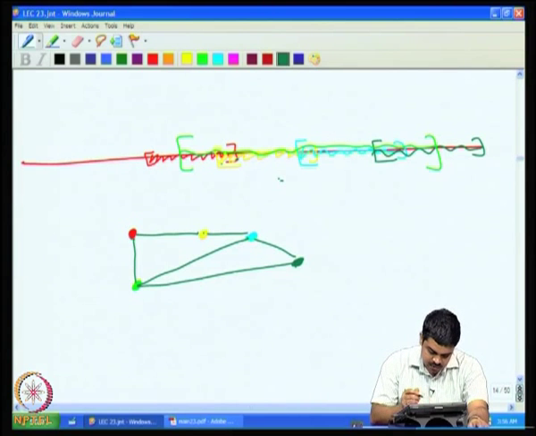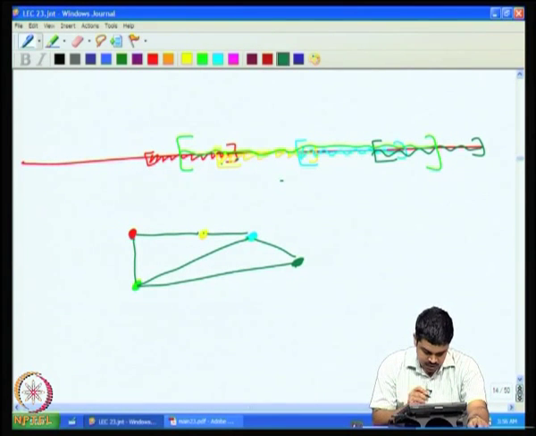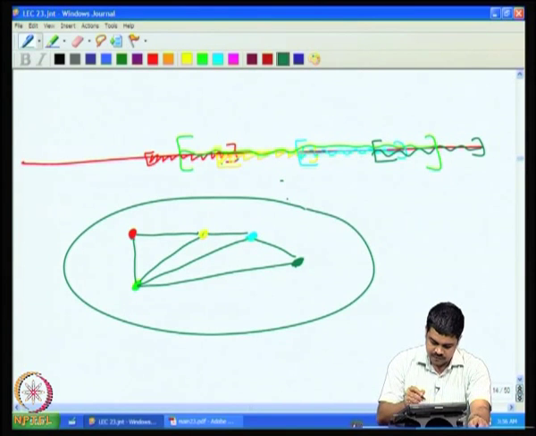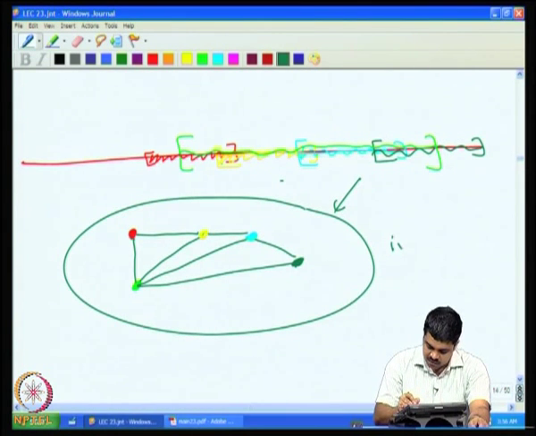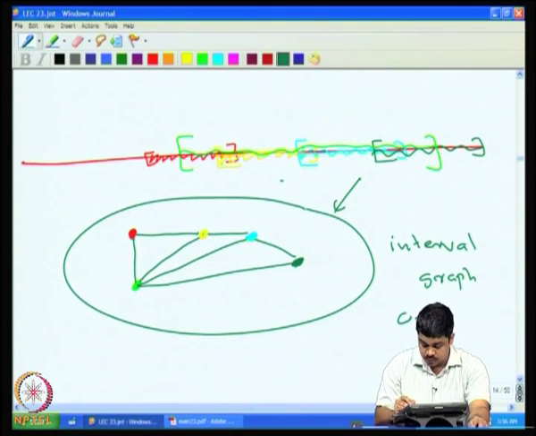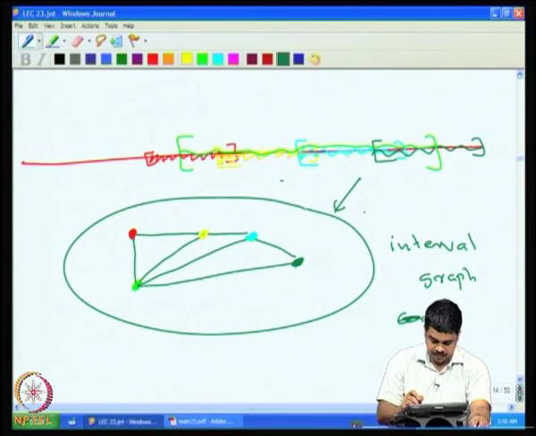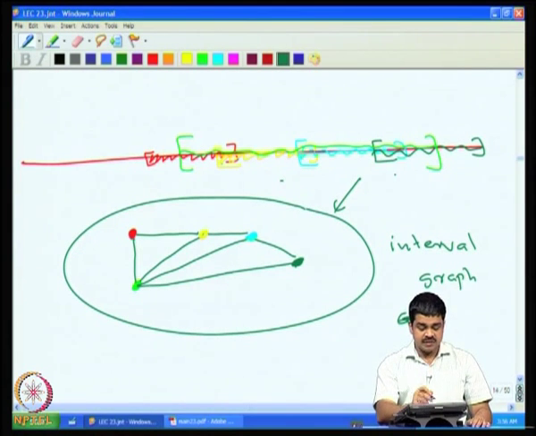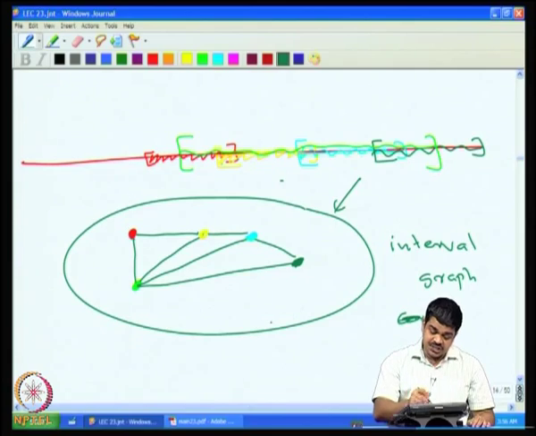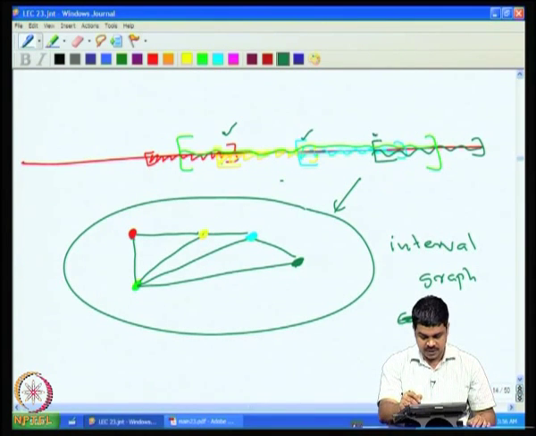This is an interval. Now, of course, this yellow and green is also intersecting. This is the interval graph corresponding to the family of intervals here, right. So, essentially we say that this is the intersection graph of this family of intervals which I have drawn here.